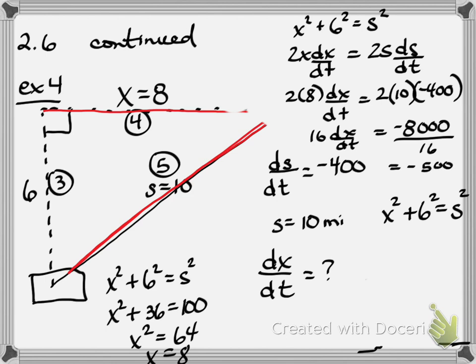That is the velocity or the speed of the plane. The negative just means that we're going to the left or we're flying west. Negative velocity is left or down. Positive velocity is up or right. So that would be our answer.